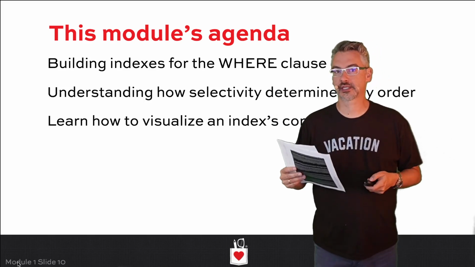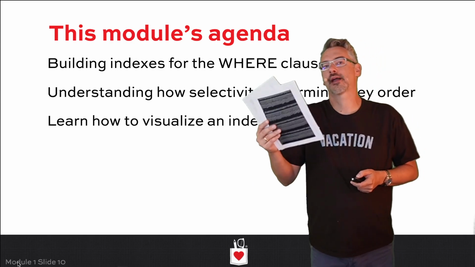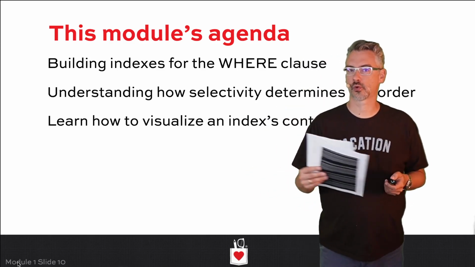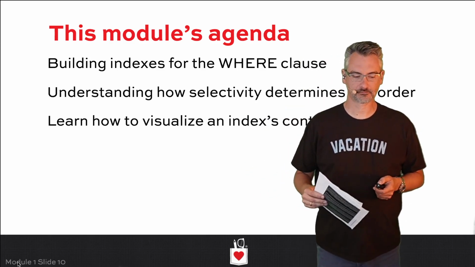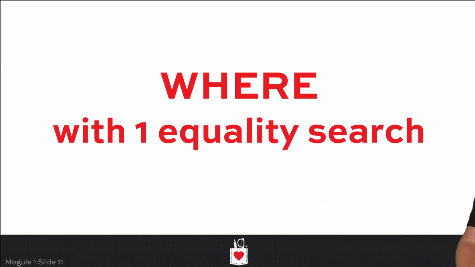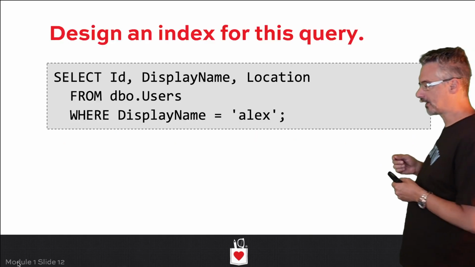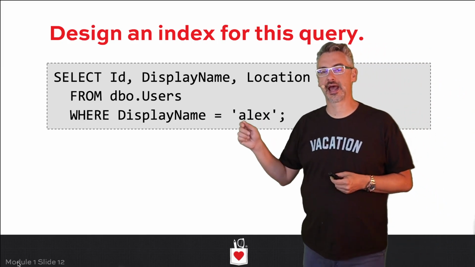You're going to be using that likely throughout the day, anytime that you have questions about why SQL Server is using this index or why isn't it. Let's start with a really simple query, a where with just a single equality search. Let's take the users table, and I want to go find all of the people named Alex.